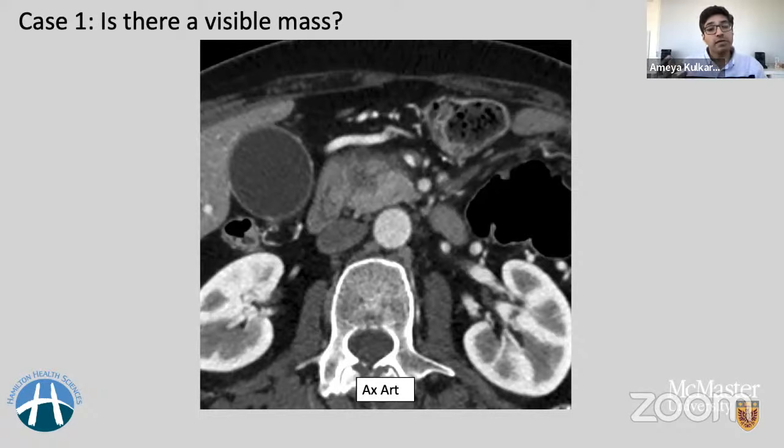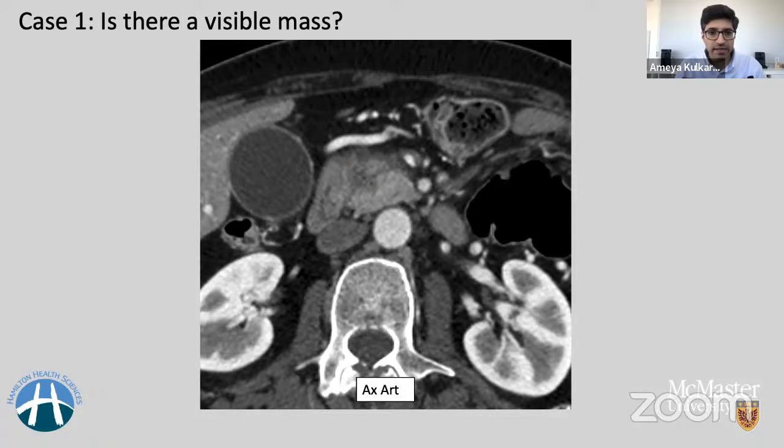Some of those who are presenting to emerge will not have seen any person beforehand, and they will just present de novo with upper abdominal symptoms, obstructive jaundice. So you have to make sure: do you see the mass or not in the head of pancreas? In this case, you can definitely see that I can delineate this really ill-defined mass which is present within the head of the pancreas. So the answer to this question is yes, you do see a mass in the head of the pancreas.